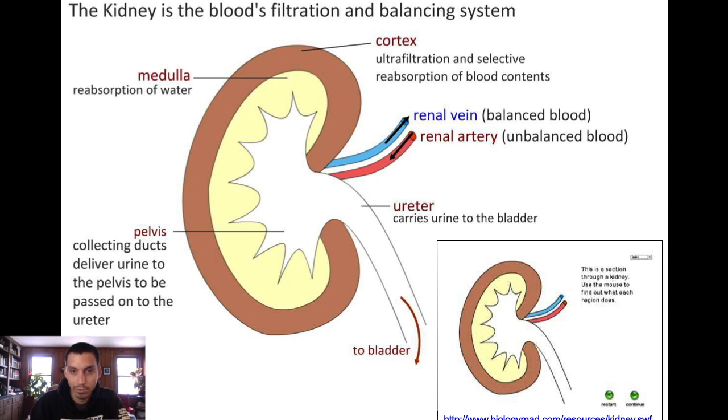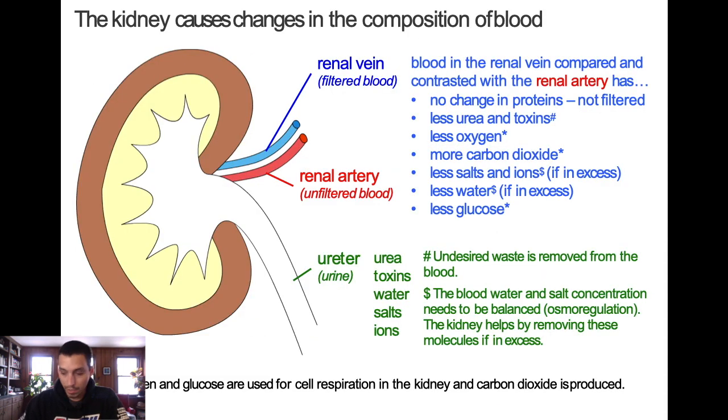And then we have the two major blood vessels. We have the renal artery that's coming into the kidney, carrying unbalanced blood, and we have the renal vein that's leaving the kidney, carrying balanced blood. We talked about earlier, one of the understandings is that the composition of blood in the renal artery is different from that in the renal vein. And that makes sense because the goal here is to filter the blood. So you're going to go from unfiltered blood in the renal artery to filtered blood in the renal vein.